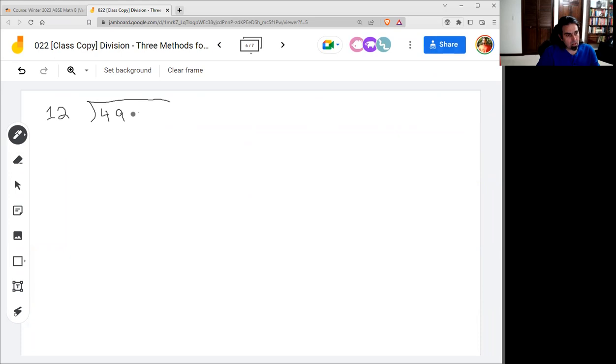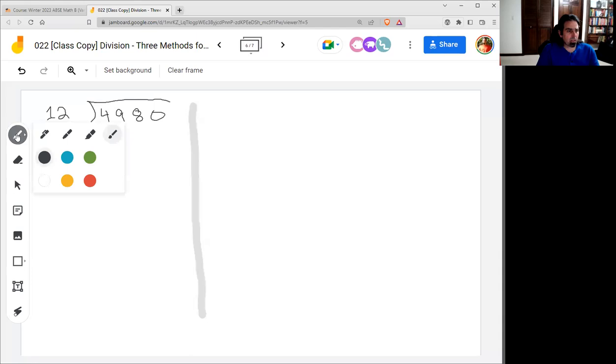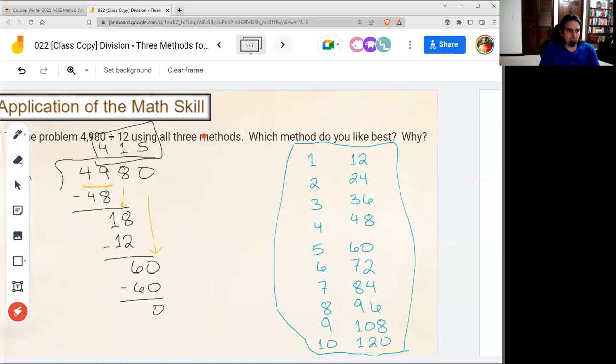So I will make my line. I'm going to start with thousands. Because this number has thousands, if I do 12 times 1,000, is that going to help me? No, that's going to be 12,000, which is too big for this. So just like there was nothing here, 12 times 1,000 is too big. So cross that out, bad idea.